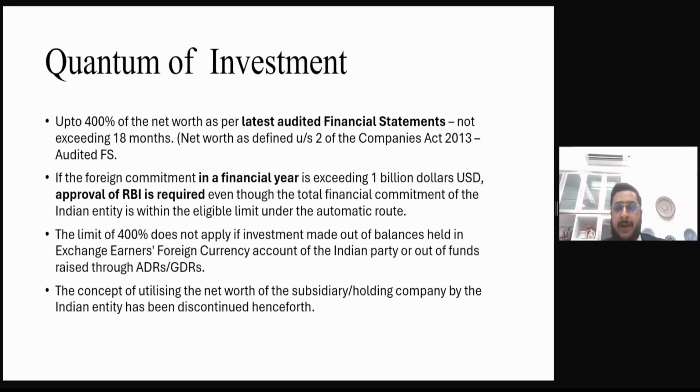Suppose the company has a huge net worth and the ODI being made is more than 1 million. Now the cumulative ODI is exceeding $1 million USD, and though it is still within the 400% of the net worth, the approval will still be required.